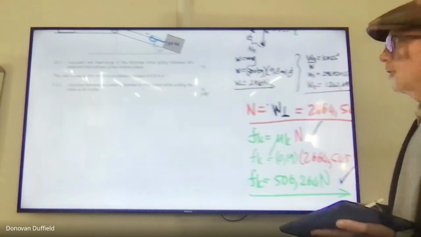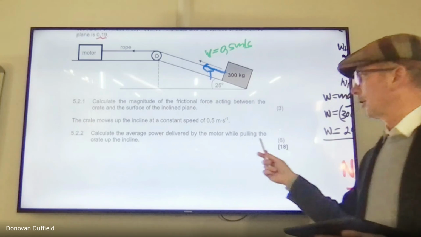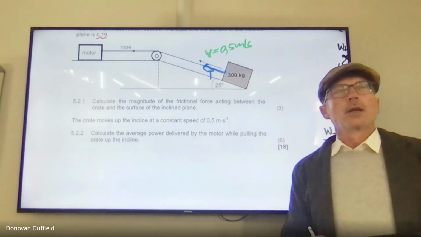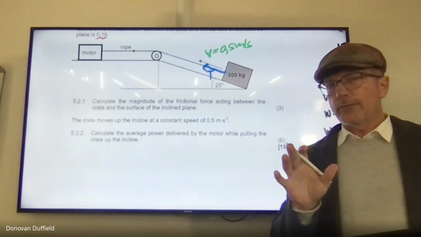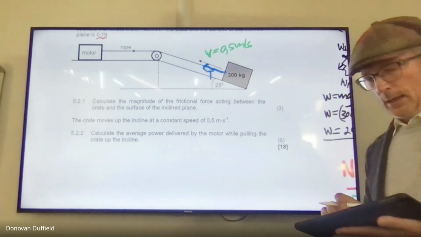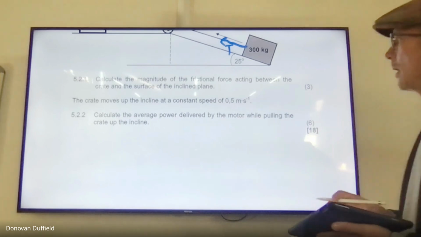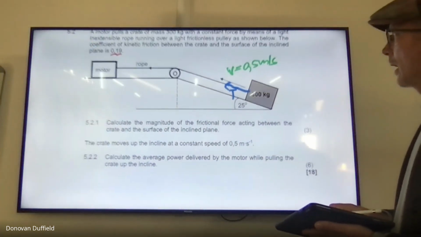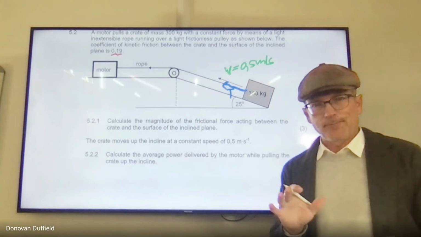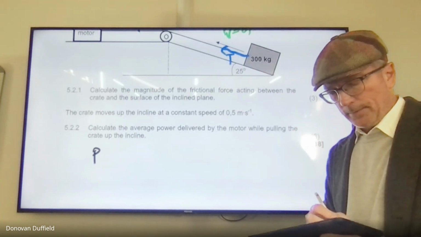Now the next part says, calculate the average power delivered by the motor while pulling the crate up the incline. A 6 marker in NSC tells you that there needs to be a little bit of thought, application and synthesis. We are looking at the power delivered by the motor. There's no mention of inefficiency.